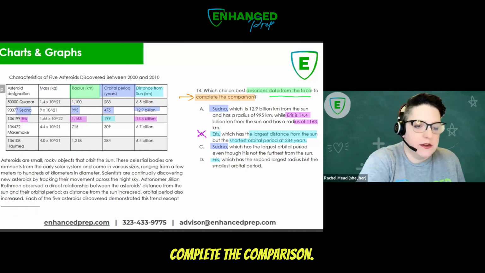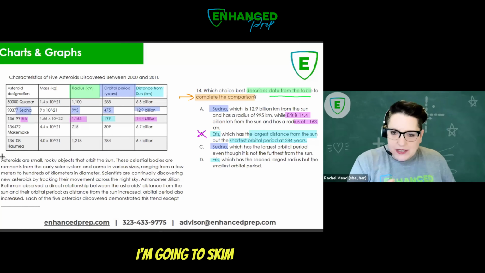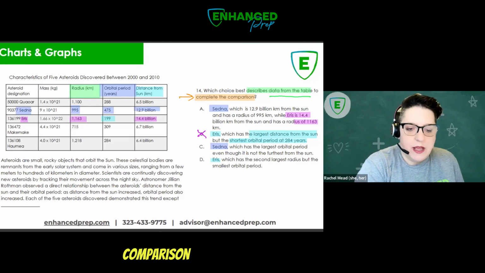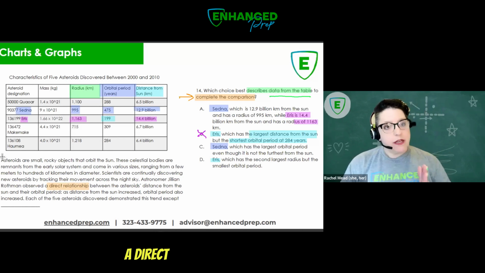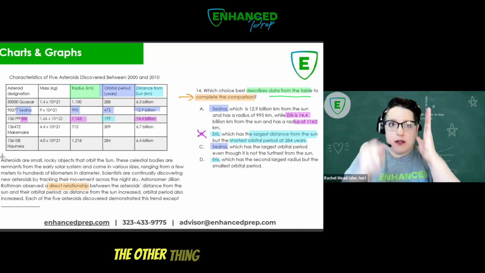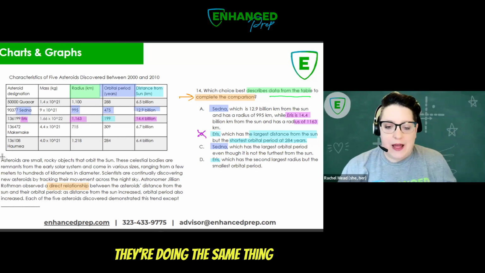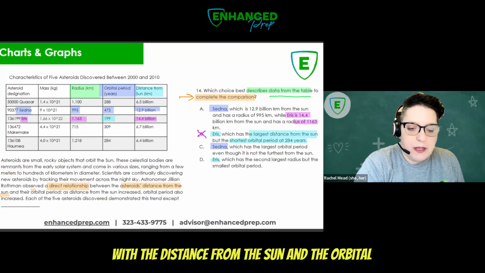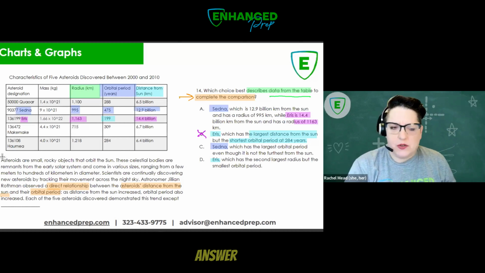Complete the comparison. So let's see what we have here in our comparison. I'm going to skim and scan until I find something in my paragraph that talks about a comparison, and I see a direct relationship. That is a type of comparison. A direct relationship says as this goes up, the other thing goes up, or as this goes down, the other thing goes down. They're doing the same thing at the same time. And she said that this relationship had to do with the distance from the sun and the orbital period. Wait a minute. Did we see both of these things in all of our answer choices?